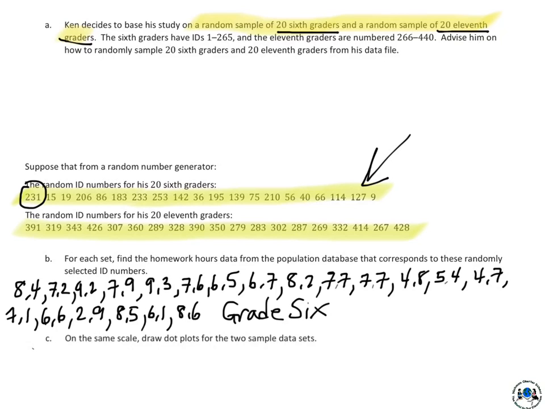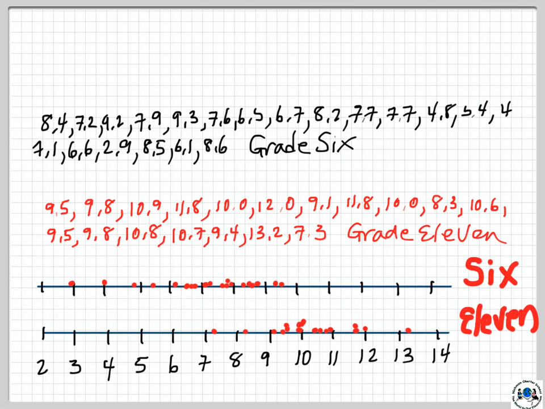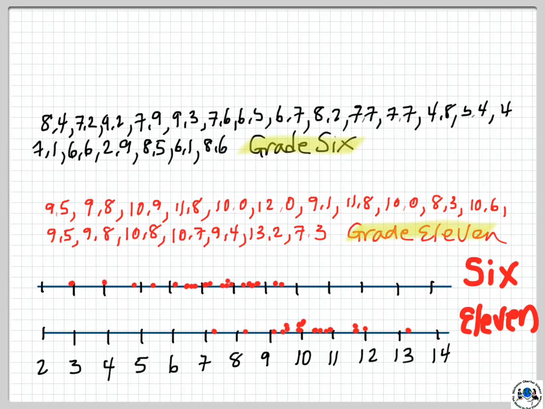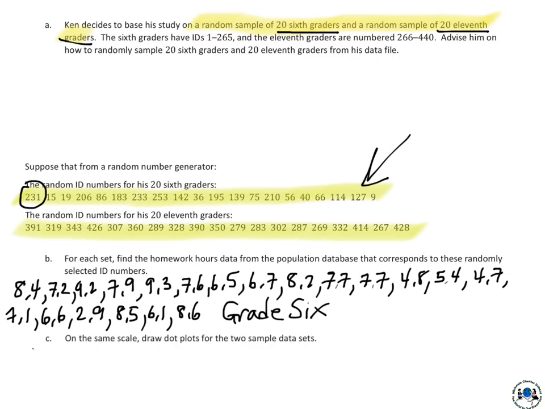There are the random numbers for the 6th graders, and then here are the results down there. Actually, I'll just turn the page here, and you can see I have done everything. I've got to get rid of some of this stuff, Frank. Anyway, here we go. Here are the times for 6th graders, grade 6 up here, and grade 11.